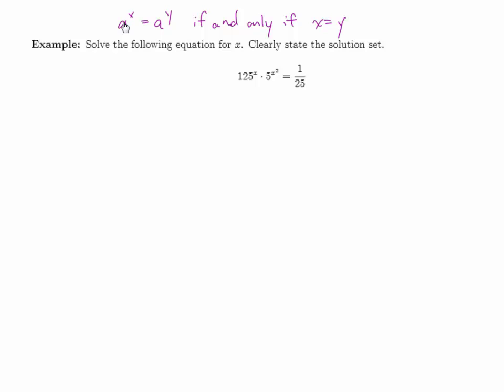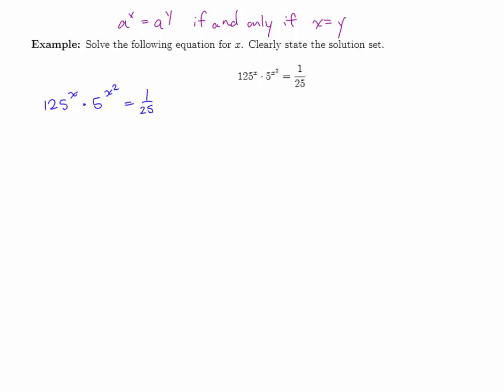we have 125 raised to the x times 5 raised to the quantity x squared equal to 1/25. So what we need to do in this problem is make sure that each side is written with the same base. So as we look at these expressions, we can see that with 125, 5, and then this 1/25, all of those can be written with base 5. So we'll look at this equation. We've got our 125 raised to the x, and that's times 5 to the x squared equal to 1/25. So we need all of those to be written with base 5.